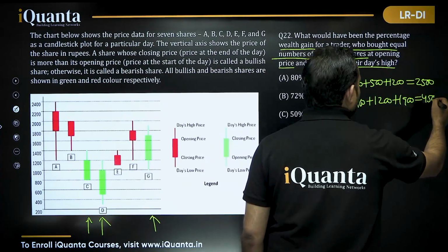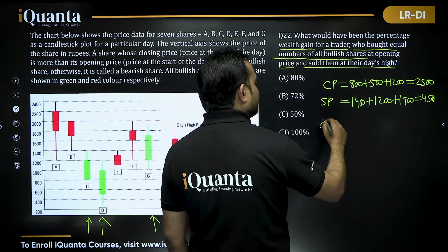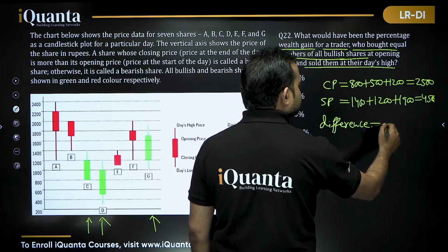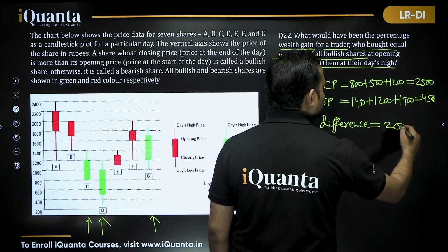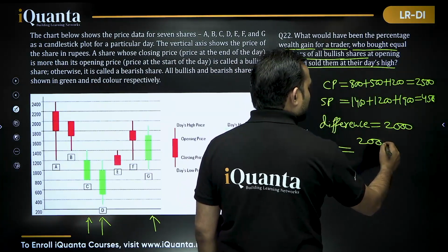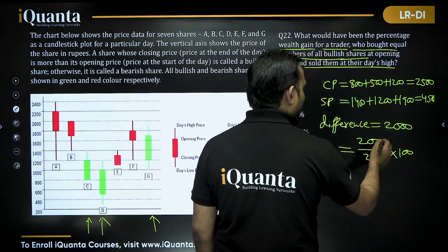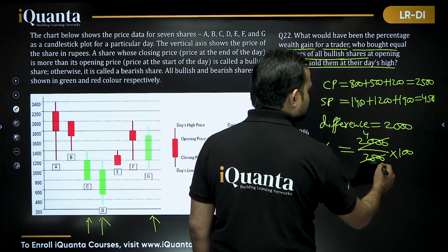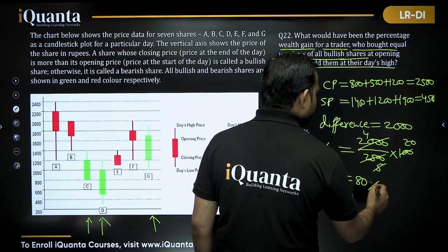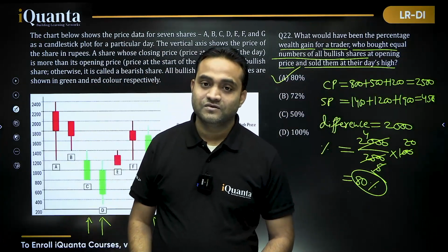So what is the wealth gain? How do we find percentage wealth gain? So the difference is the profit, which is 2000. So what is the required percentage? 2000 divided by 2500 into 100. So this is 5 into 4, this is 5 into 5, then 20, we get 80%. So our answer is option A, right?